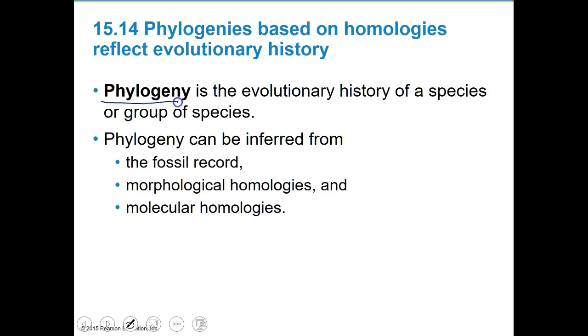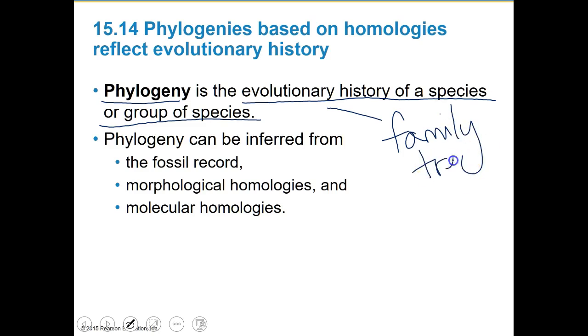So phylogeny is the evolutionary history of a species or a group of species. So it's going to give us our family trees. We'll say it's like a family tree of species.